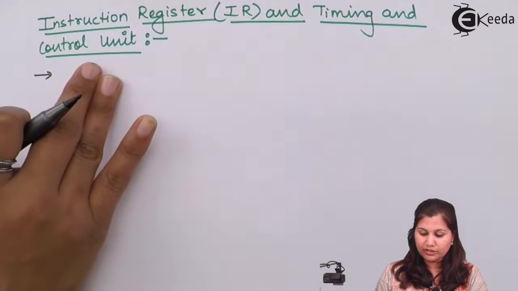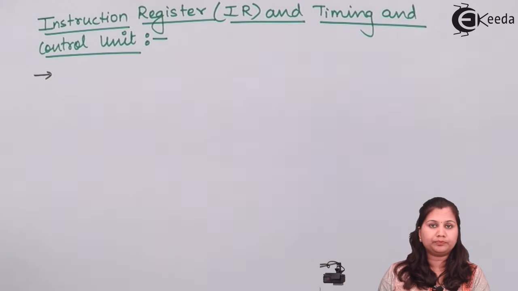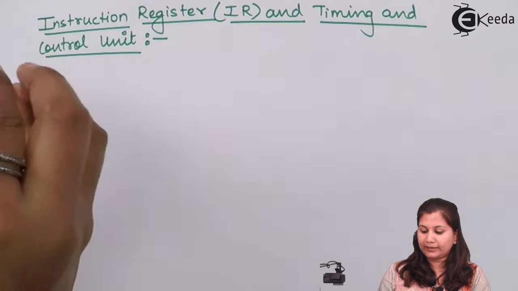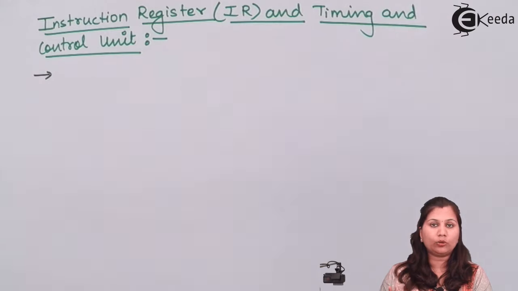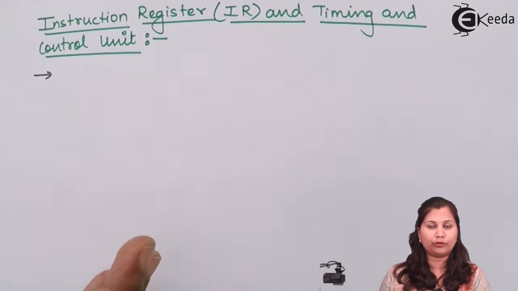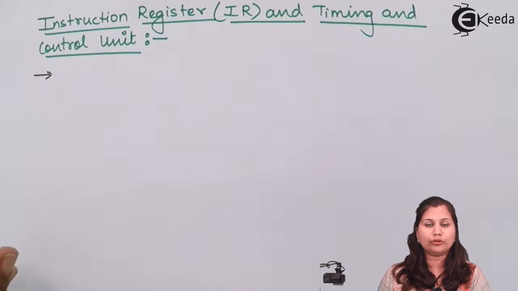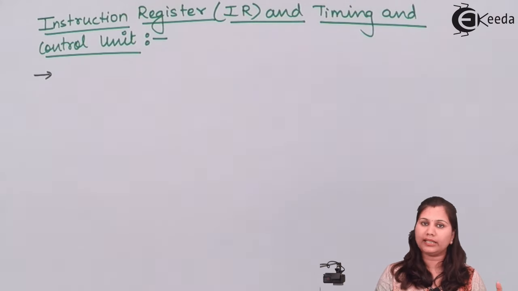So the instruction register will fetch the instruction and then decode it and provide that decoded instruction to the timing and control unit, and the timing and control unit will provide the control signals, internal or external.